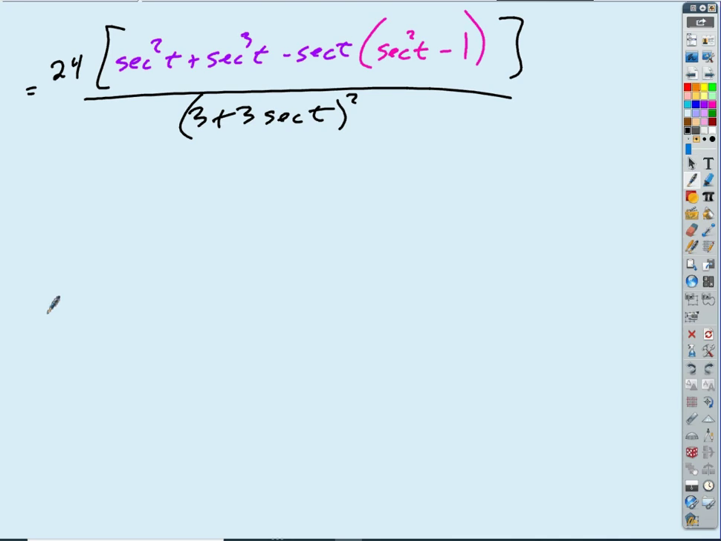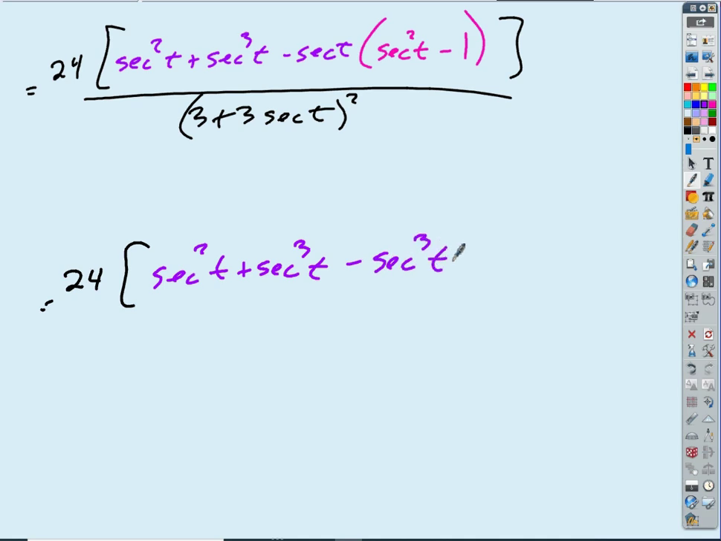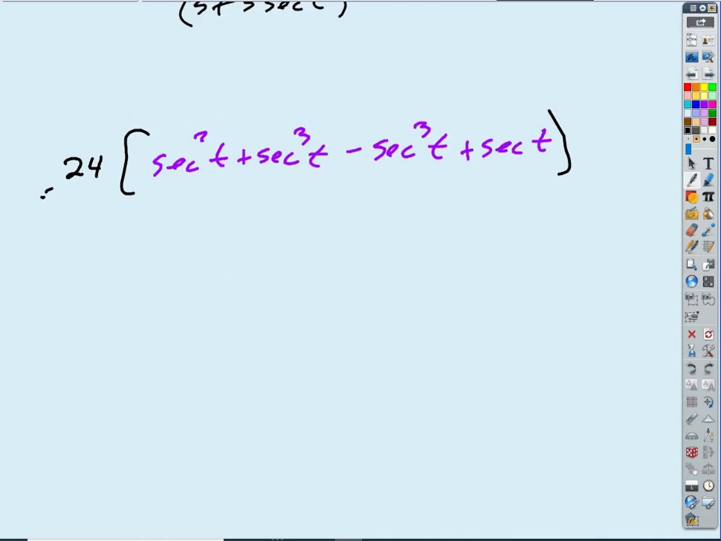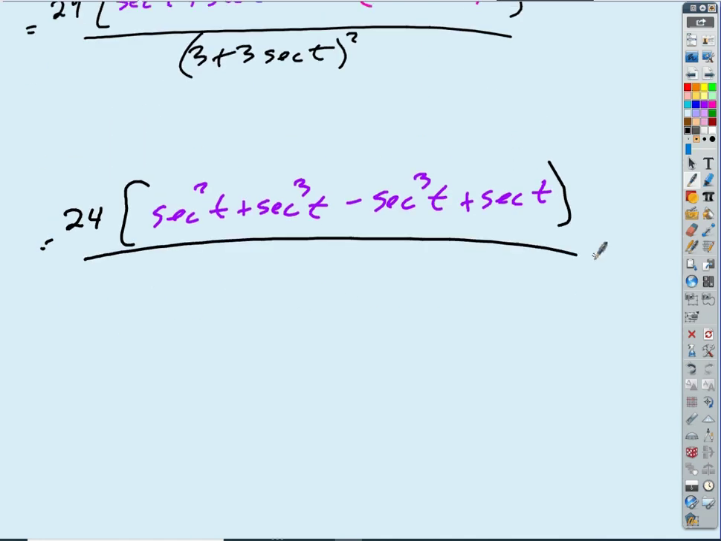Okay, so now we go on to distribute. If I distribute here, you get secant cubed, minus secant cubed, secant cubed plus secant, all over the same thing. Okay, and so the secant cubes cancel.